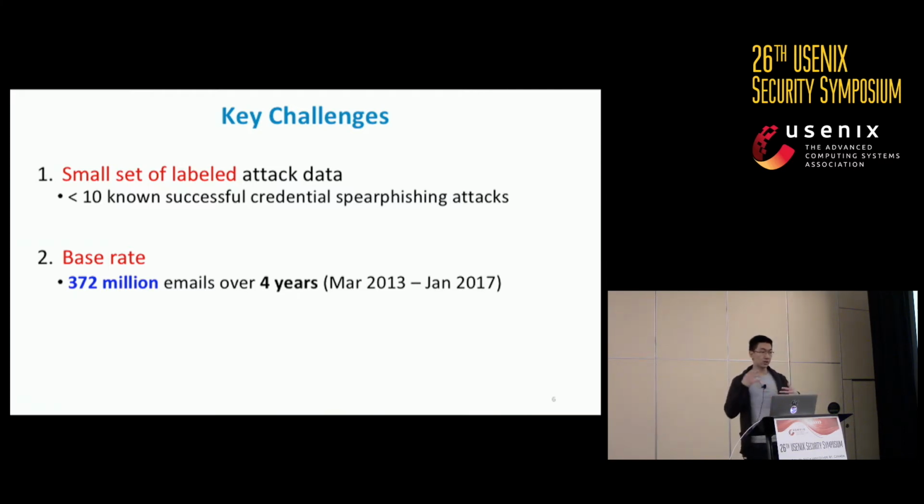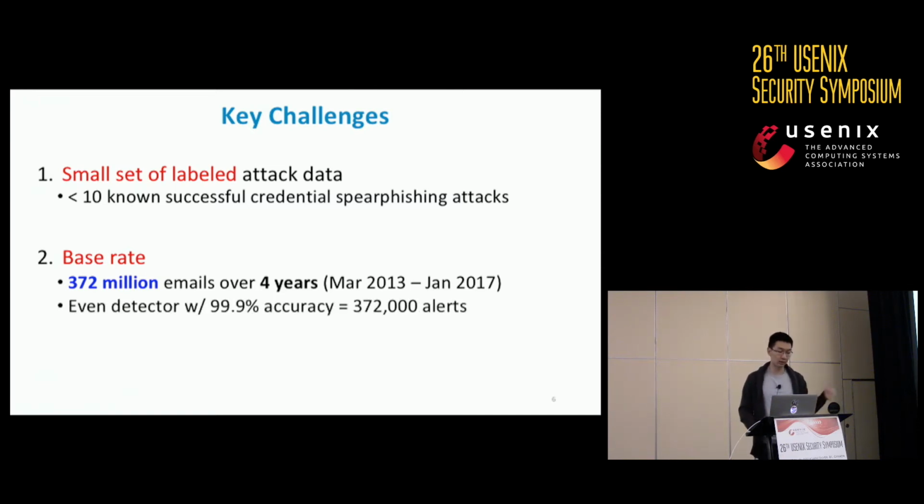And so this huge imbalance of tens of millions of benign events to 1 or 2 malicious attacks is just going to overwhelm standard approaches. Intuitively, you can think of it like this. Even if our machine learning algorithm had 99.9% accuracy, it would generate over 372,000 false positives because benign events are so common.